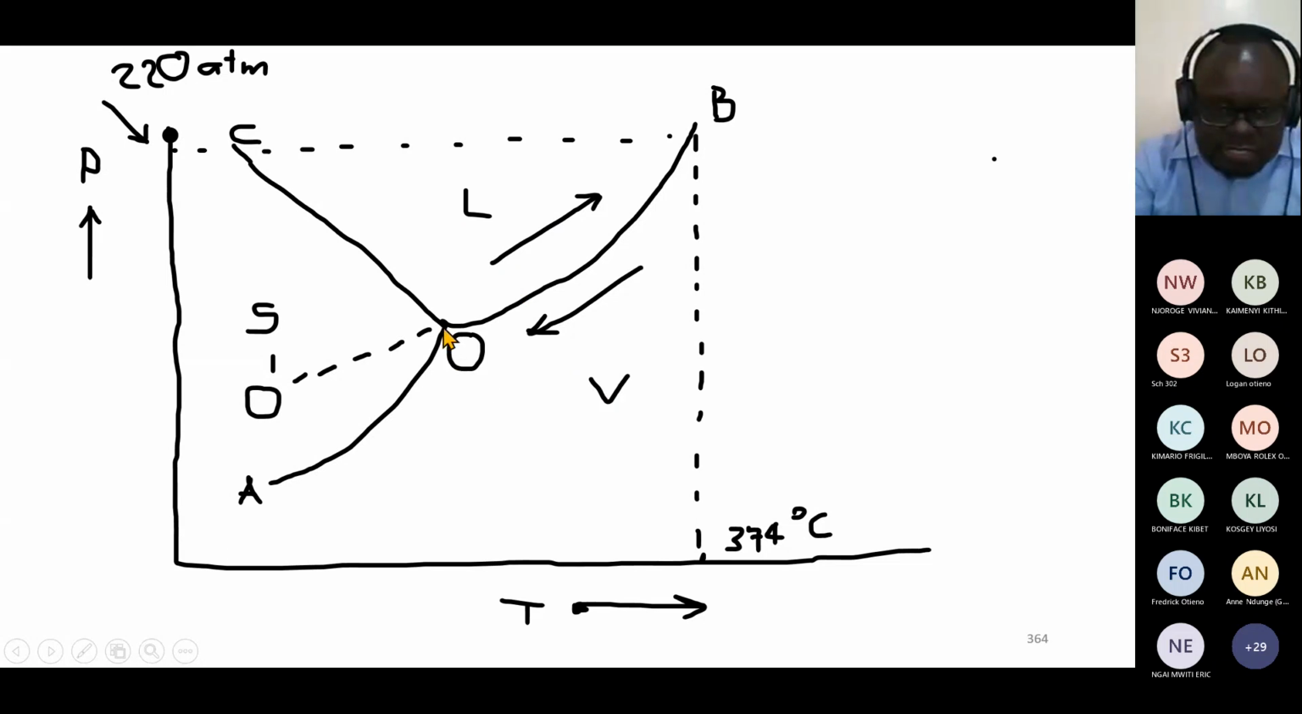And then we have this point here where the three lines meet, that is at point O. Here, we have the three phases at equilibrium. So we call this the triple point.